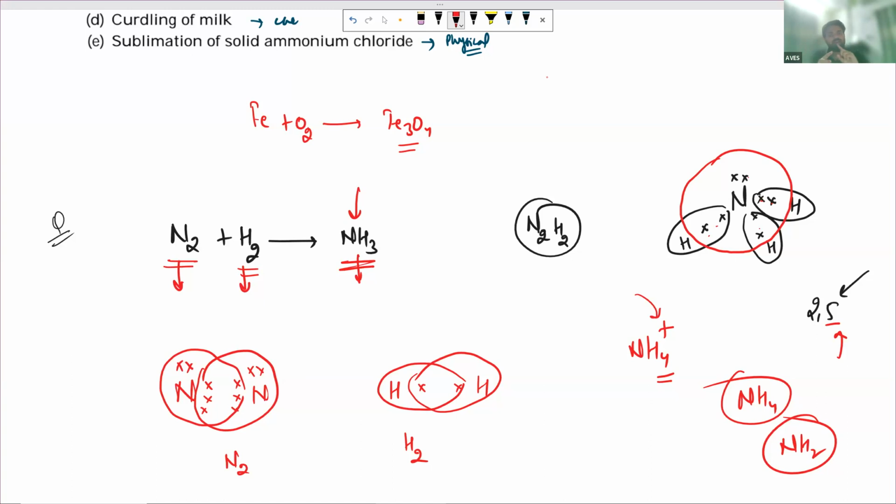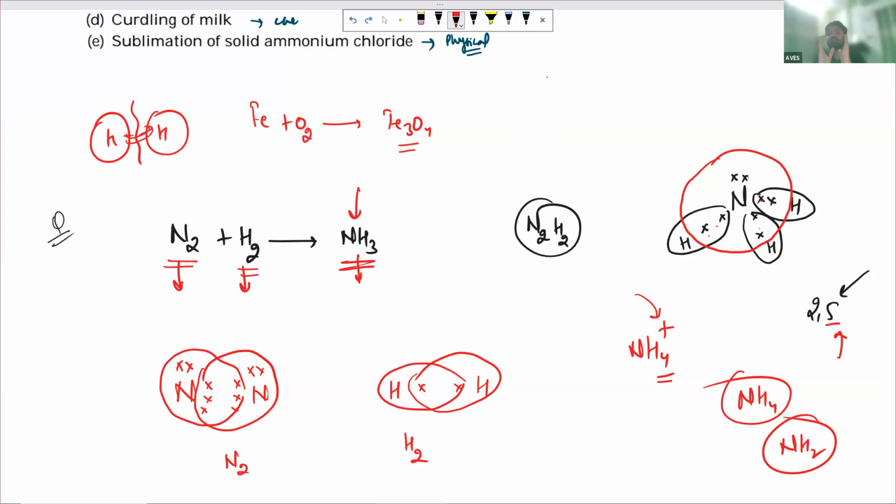In chemical reactions, atoms are not broken. The bonds between the atoms are broken, and new bonds are formed, but the actual atom is not broken. Like when two hydrogen atoms combine together, the bond between them is broken, but the actual hydrogen atom is not broken. But in a nuclear reaction, the actual hydrogen atom is broken. So according to Dalton's theory, atoms can neither be created nor destroyed.